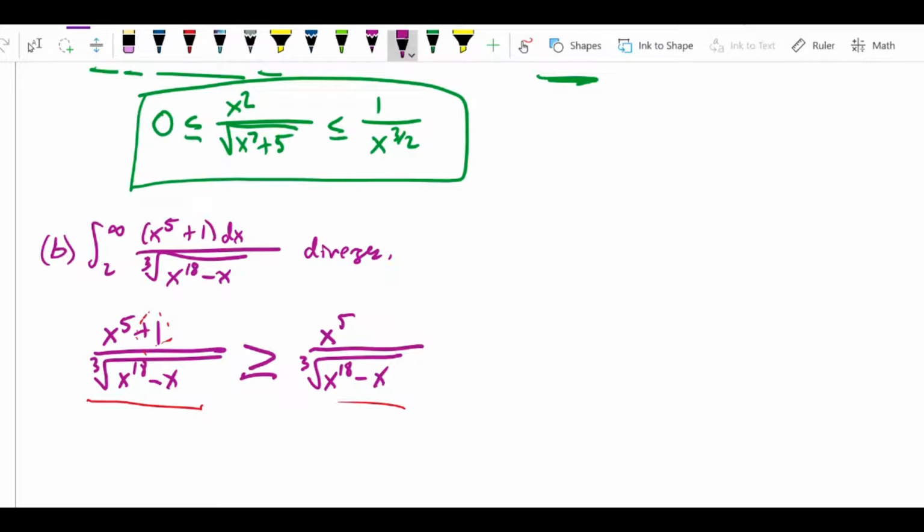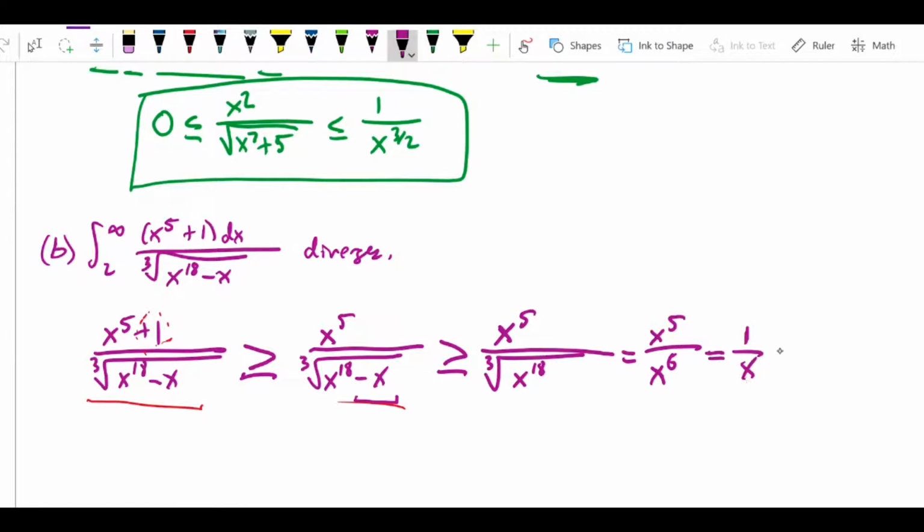Now let's keep going. Notice how subtracting x is just making the denominator smaller than it would have been. By making the denominator smaller, I'm making the overall fraction bigger. So if instead I decide not to subtract x under the cube root sign in the denominator, I'm going to get a bigger fraction. So I can say that that's greater than x to the 5th over the cube root of x to the 18th. Now I have an expression I should be able to simplify. This is going to be x to the 5th over x to the 6th, and by division, this is just 1 over x.